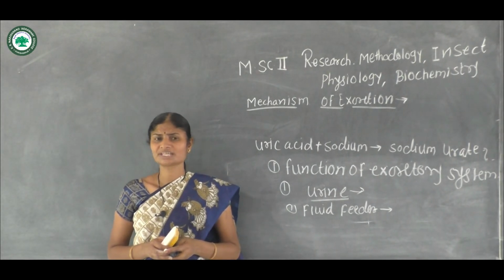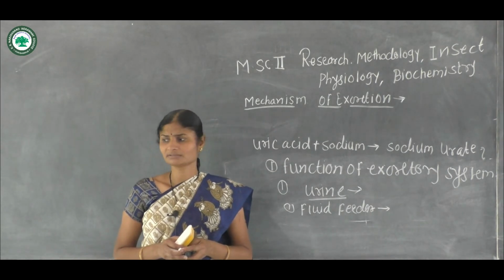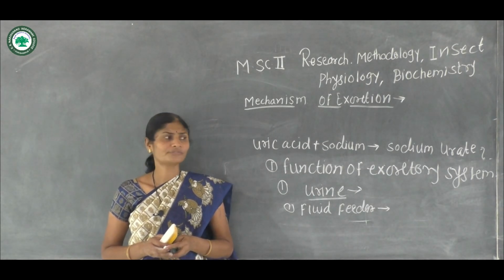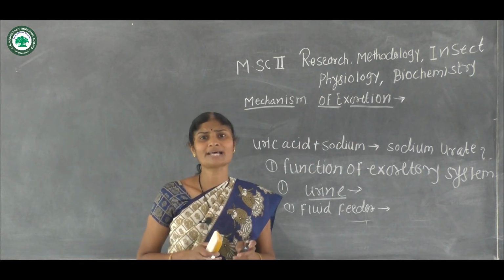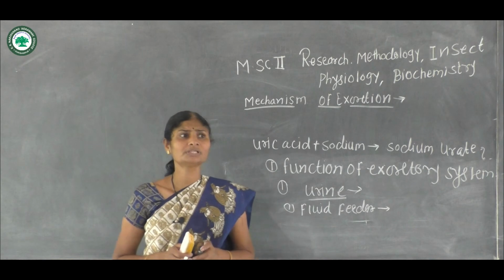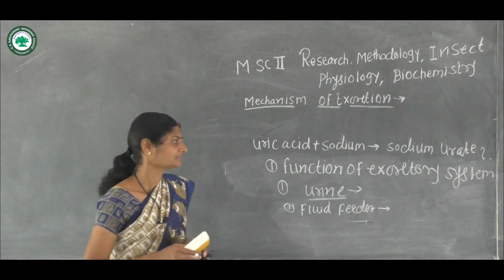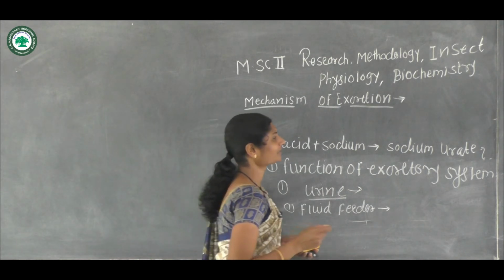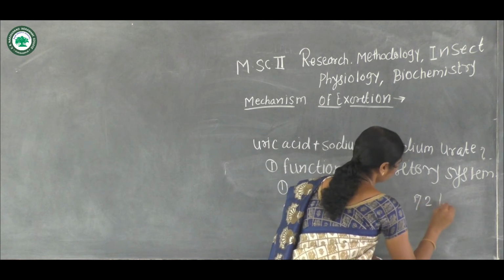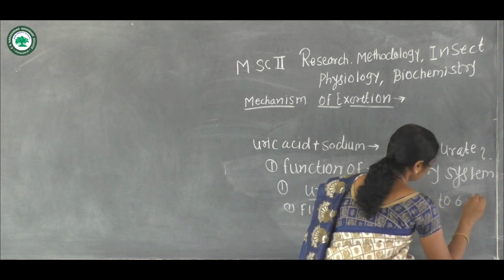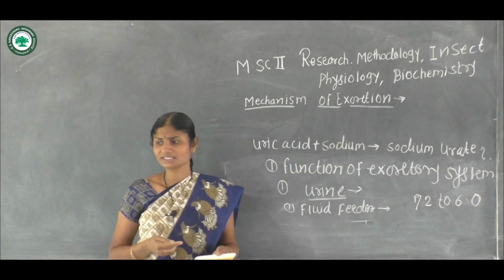The urine changes from alkaline to acidic as it moves through the Malpighian tubules. When urine passes through the Malpighian tubule, it changes from alkaline to acidic, and the pH gradually falls from 7.2 to 6.0.